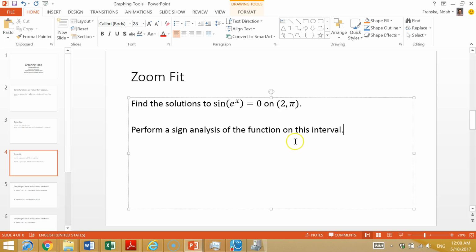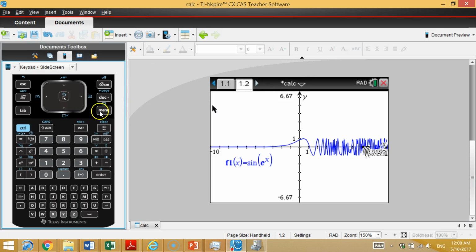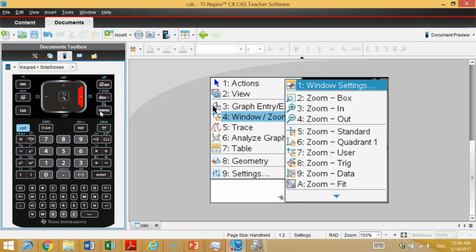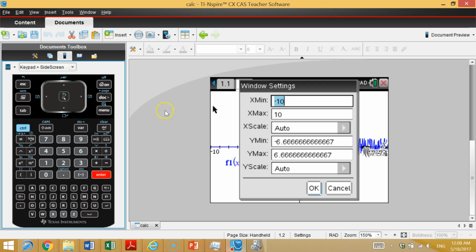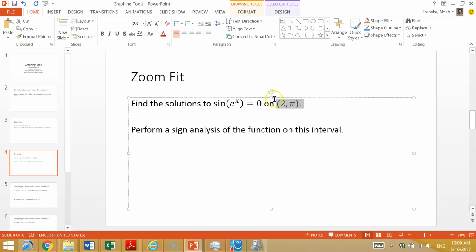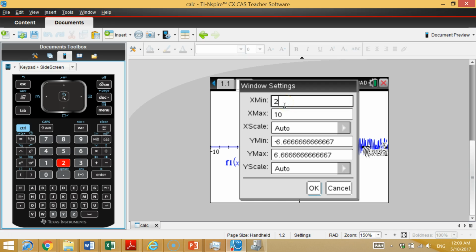If they give you an interval like this, what I'm going to do is set that as my x value. So I'm going to go to Menu, Window Zoom, Window Settings, just number 1. And remember, this is the standard zoom window, negative 10 to 10 for x, negative 6 2/3 to positive 6 2/3 for y. I'm just going to set the x from 2 to pi, and click OK.